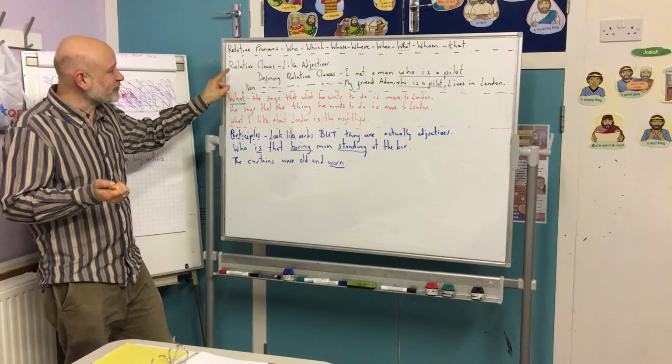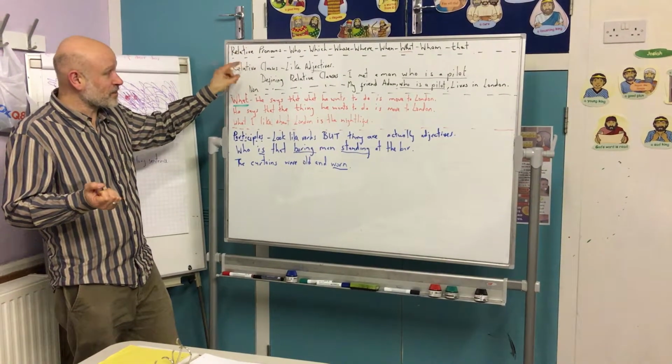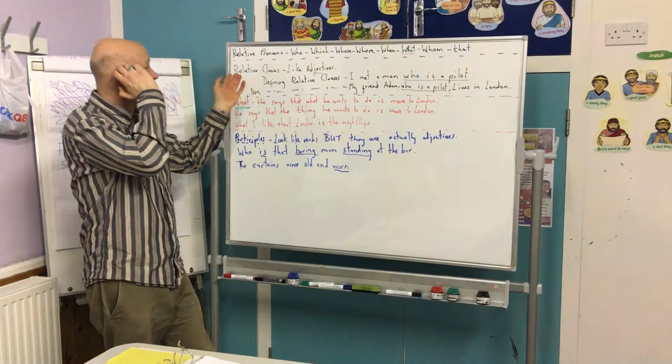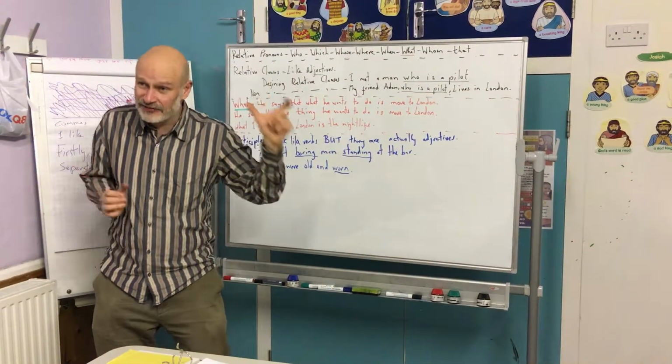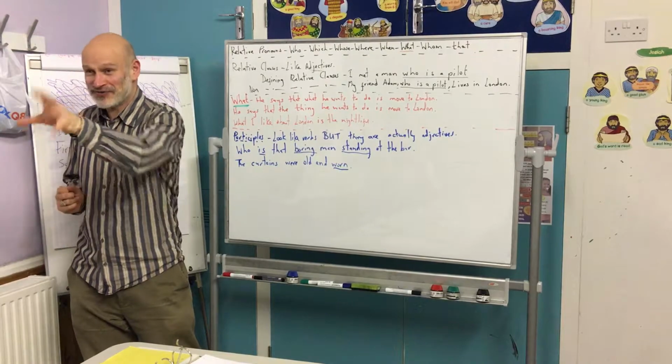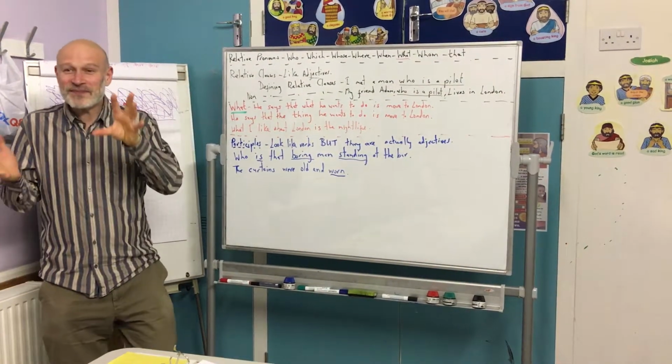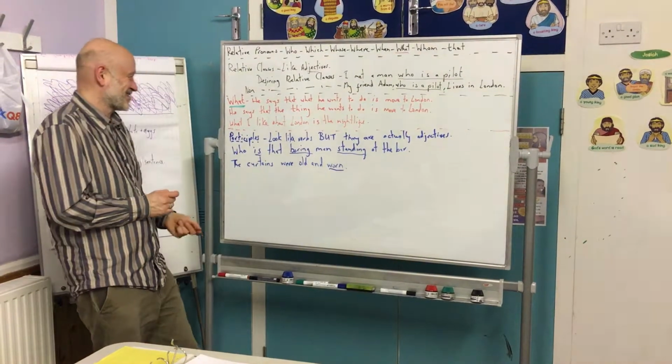Now, relative clauses, now these are relative pronouns, but relative clauses work like adjectives. They give more information to nouns. So far, so good? You're smiling, I'm happy. There are two types of relative clauses.